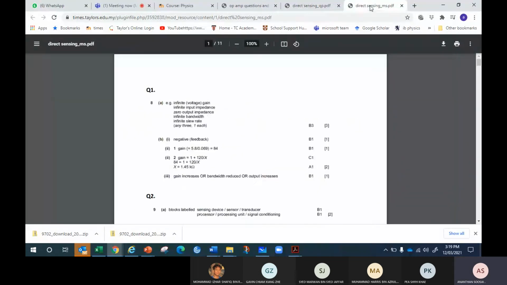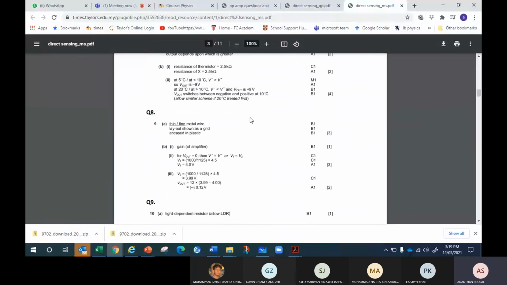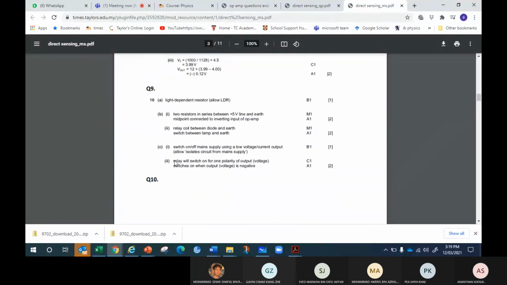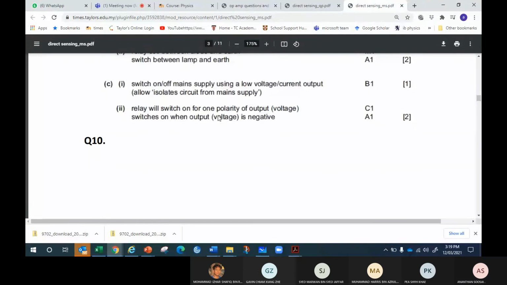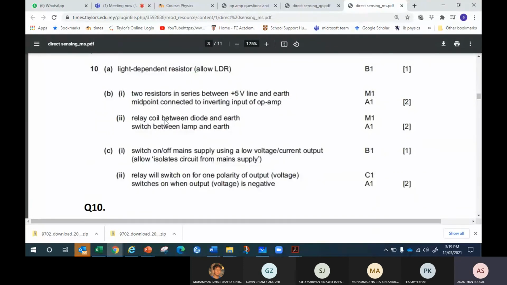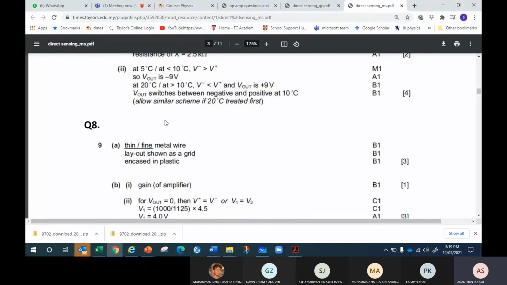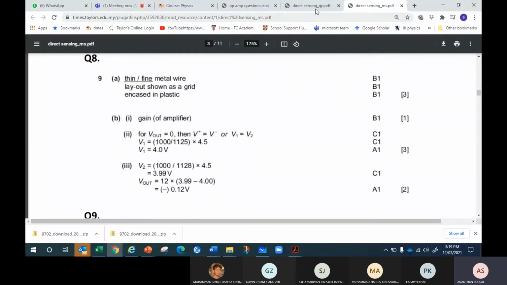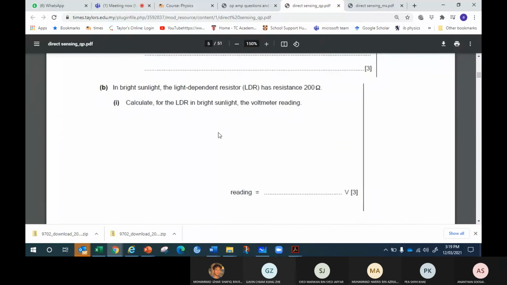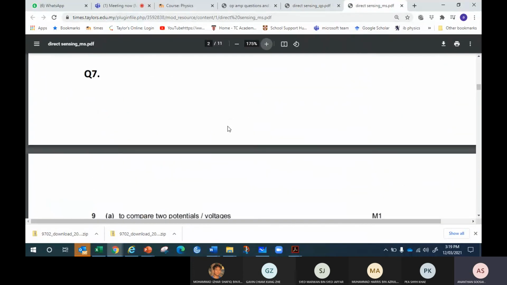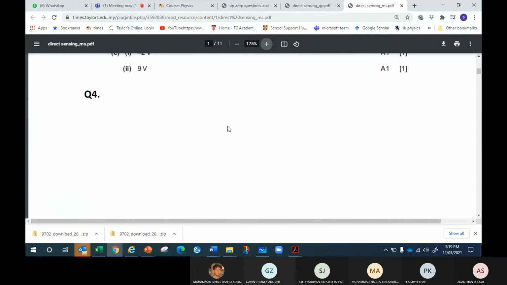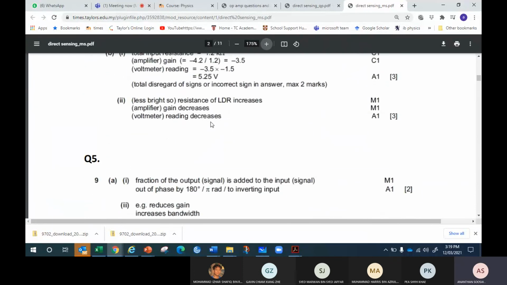Okay, question 9. Marks are also given here, the mark scheme. So look at the mark scheme, number 9. Oh, this is the wrong question. Number 9, right? Which one? Oh, no, sorry. Question 4. Yeah, question 4. Yeah, so the last part.